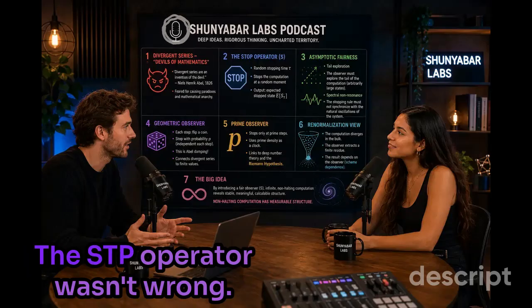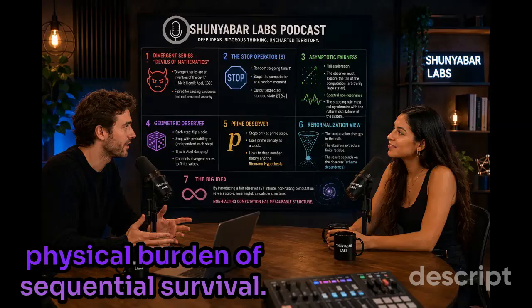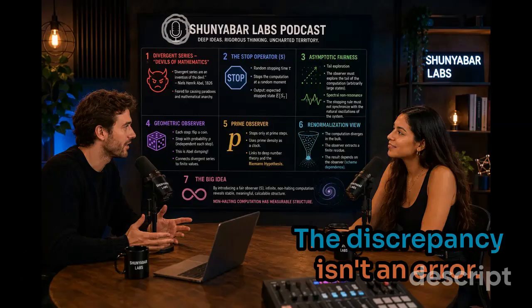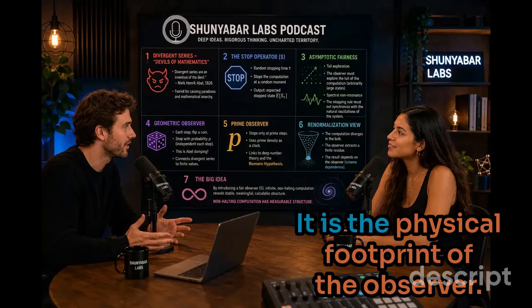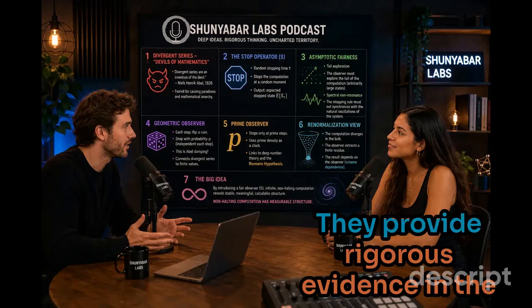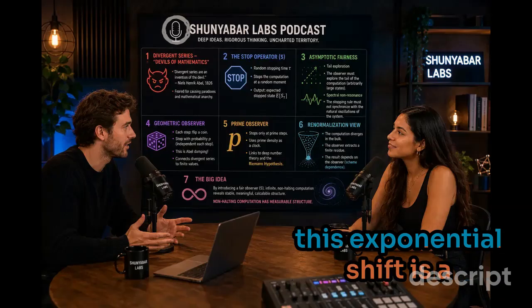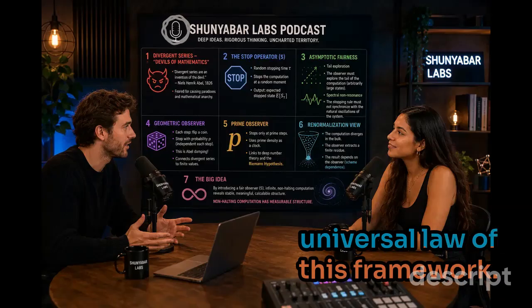The STP operator wasn't wrong. It was precisely measuring the physical burden of sequential survival. It is flawless. The discrepancy isn't an error. It is the physical footprint of the observer. And the text doesn't just ask us to take their word for it on one example. They provide rigorous evidence in the exercises at the end of the chapter to prove this exponential shift is a universal law of this framework.